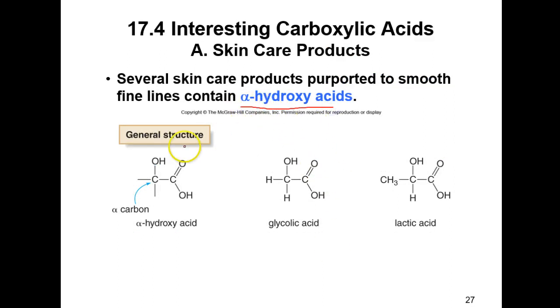So remember I showed you that the carbon next door to the carboxylic acid is considered the alpha position. Well, this is called alpha hydroxy acid because the alpha position has a hydroxy group, which is an OH group, and then you have a carboxylic acid, so alpha hydroxy acid. This particular alpha hydroxy acid is called glycolic acid. Okay, but this is a very special case, and here's lactic acid.